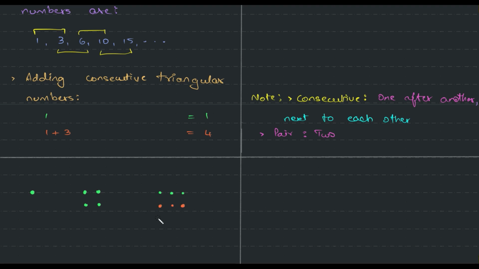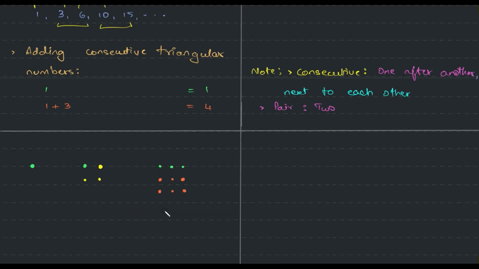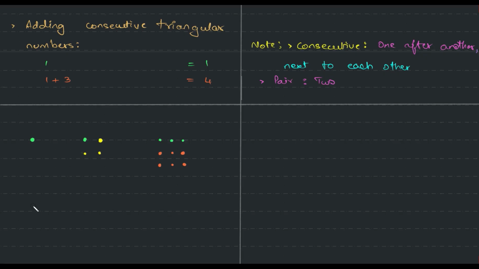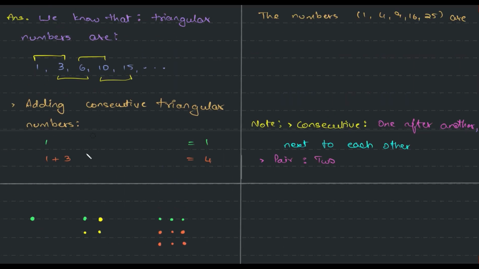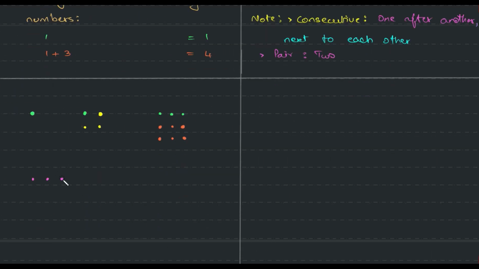1, 2, 3, 4, 5, 6. Actually, let me make it a bit more colorful for you. This is 1 plus 3. This is 3 plus 6. Can you see that? What is this picture? Next is 6 plus 10. This is 4, 5, 6 plus 10. 1, 2, 3, 4, 5, 6, 7, 8, 9, 10.